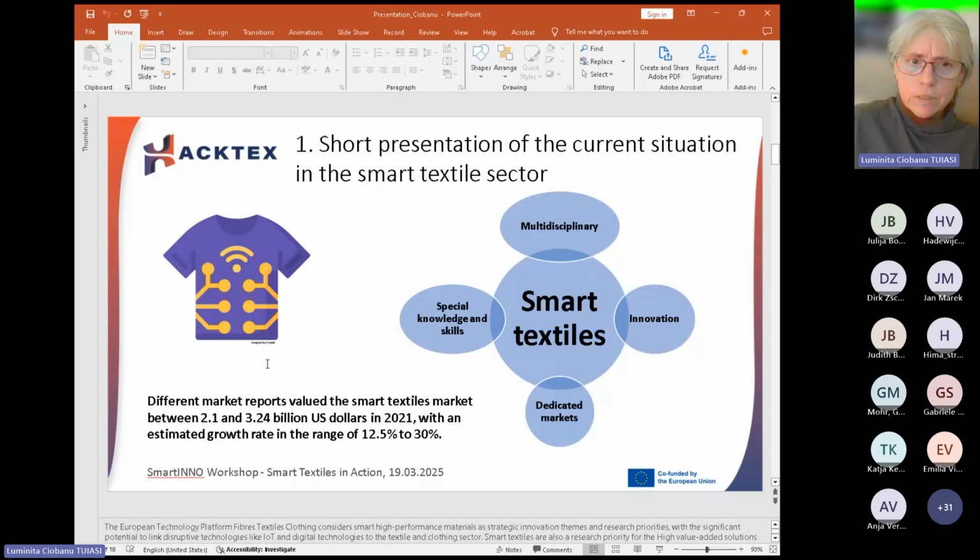Different market reports place the value of the smart textile global market between 2.1 and 3.25 billion US dollars in 2021, with a growth rate estimated between 12.5 and 30%, depending on the company doing the report. But this shows a very strong appetite for growth. And this means that the market is interested, it has the potential to grow, it has reached a certain maturity, and it needs to go further.